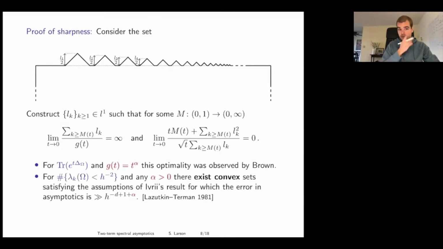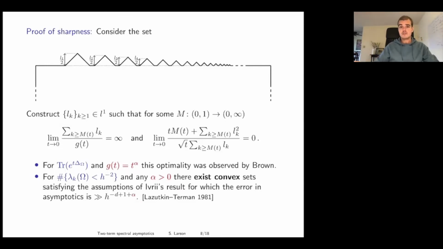A second note is that if you look at the counting function, then just a year after Ivrii proved his result, Lazutkin and Terman proved that under the assumptions of Ivrii's result, so smooth boundary and measure zero periodic billiards, you can construct a convex set, or family of convex sets, such that they satisfy Ivrii's assumptions. So you have a two-term asymptotic expansion with a small o term, but they prove that you do not get anything better than the small o term, again on the level of powers, now of h instead of t.